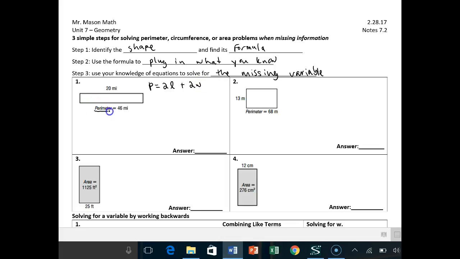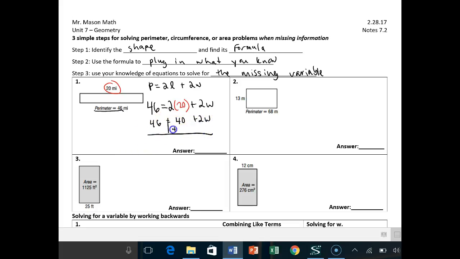I know my perimeter, that's 46, so 46 is equal to, and I know my length, this is 20, so 2 times 20 plus 2W. After I work this out, I have 46 is equal to 40 plus 2W, and now look, it's a beautiful 2-step equation, right?